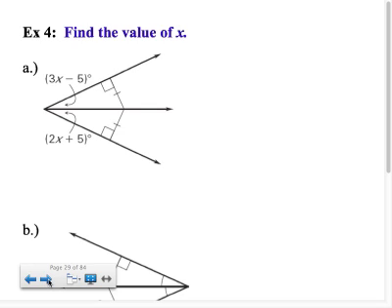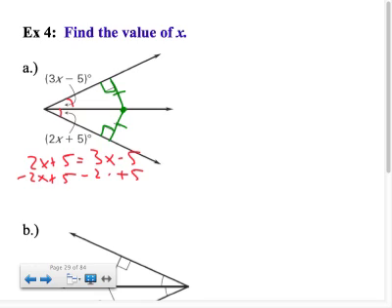It says find the value of x. So the first thing you should recognize here is that they are equidistant and we're perpendicular. So what that means is that this point must lie on the angle bisector. In other words, we know that these two angles now must be congruent. So 2x plus 5 and 3x minus 5 must be the same thing. Add your 5, subtract your 2x, and you get x equals 10.